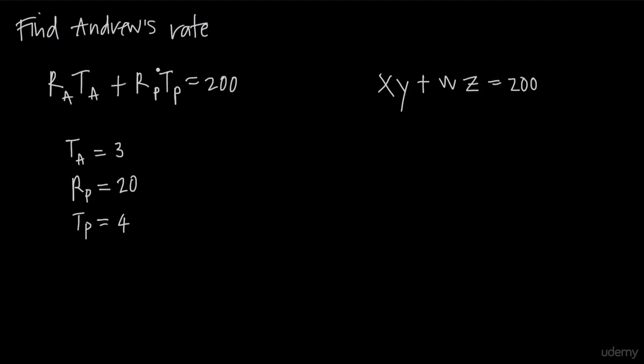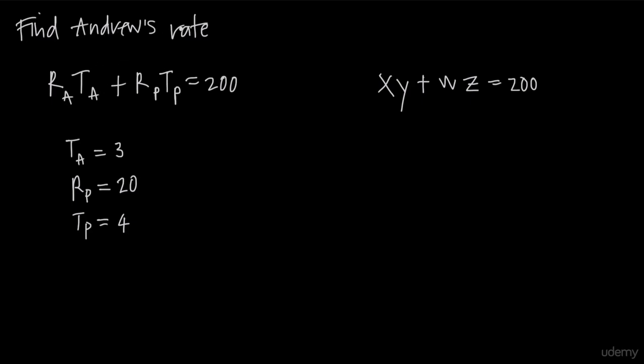200. When we're talking about Andrew's rate and time and Peter's rate and time, writing it this way is much more descriptive than writing it this way, because x, y, w, and z have no correlation to Andrew or Peter or rates or times. But when we use variables here with subscripts, we can write an equation that's very descriptive and we know exactly what we're dealing with.